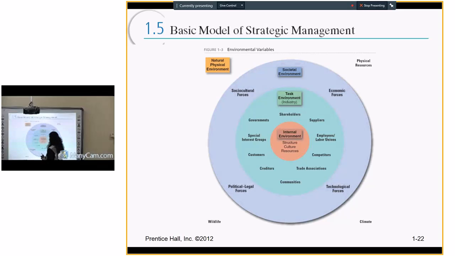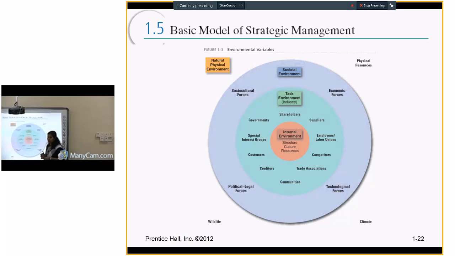Yes, what is in between? The task environment. We also call that the industry. As I mentioned at the very beginning, the stakeholders. Can you remember? The stakeholders. Stakeholders in the sense, as I mentioned, those who have some kind of influence or interest towards the organization.